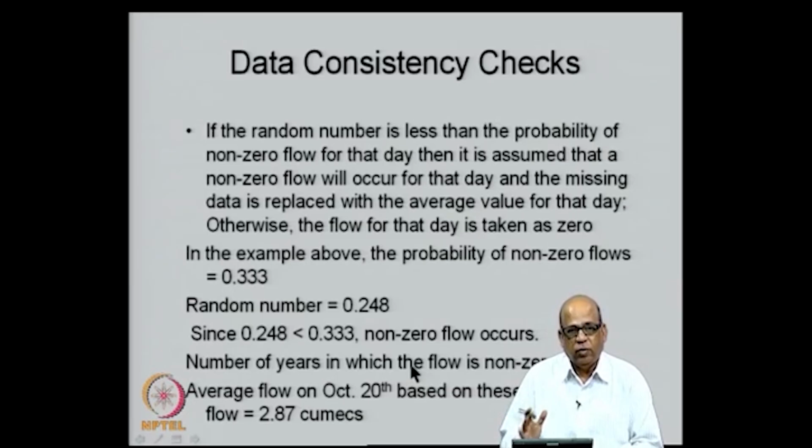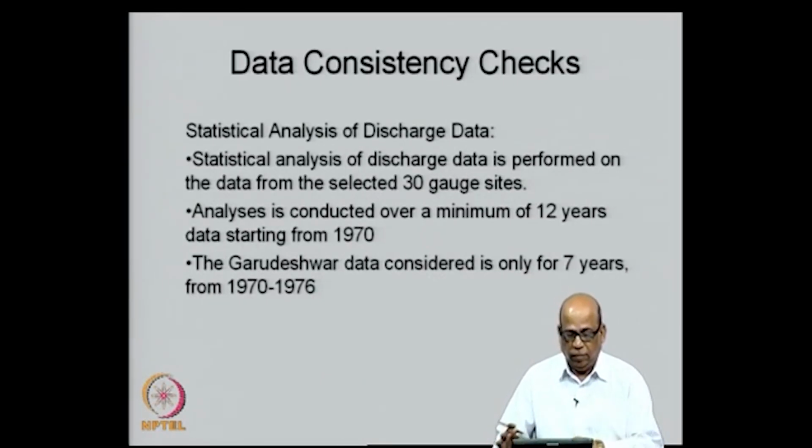Once you identify that it is a non-zero flow, which means that the flow is in fact occurring, then you just use the average flow as we have done earlier for that particular day and fill it with the average flow. So, first decide whether it is a zero flow or non-zero flow. If it is non-zero flow, simply fill it by the average of that flow. Once you fill the missing data, then you have the complete time series ready with you. So, this time series now we will subject to consistency checks.